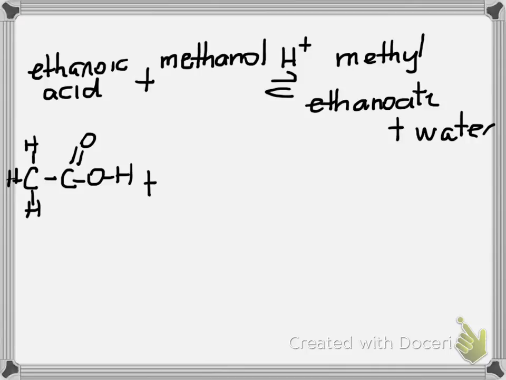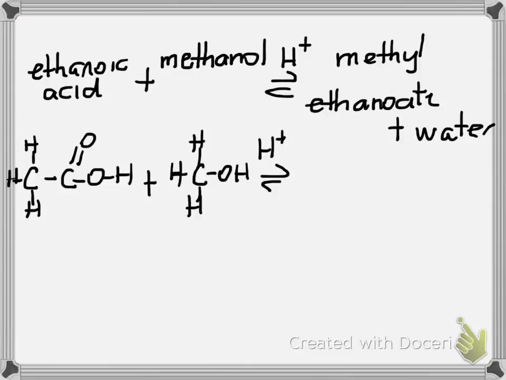For methanol, meth means it's 1 carbon. To be an ol, you need the OH group, and again come back and make sure each carbon has 4 bonds. Still an equilibrium process requiring an acid.